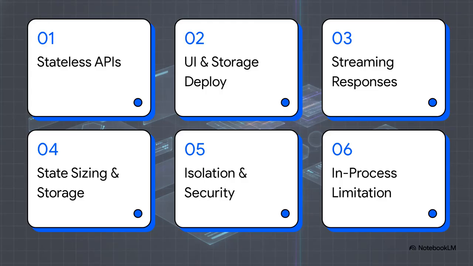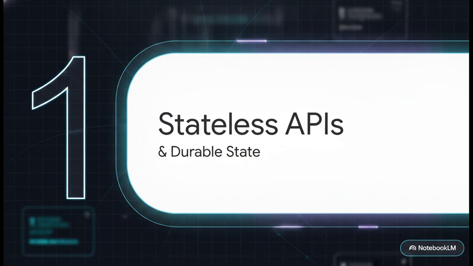Here's our roadmap for the architecture. We're covering stateless APIs and durable state, deploying the tracking UI and storage, handling real-time streaming responses, state sizing and storage, container isolation and security, and finally, we'll wrap up with the central in-process limitation. Let's kick things off with Section 1, Stateless APIs and Durable State.